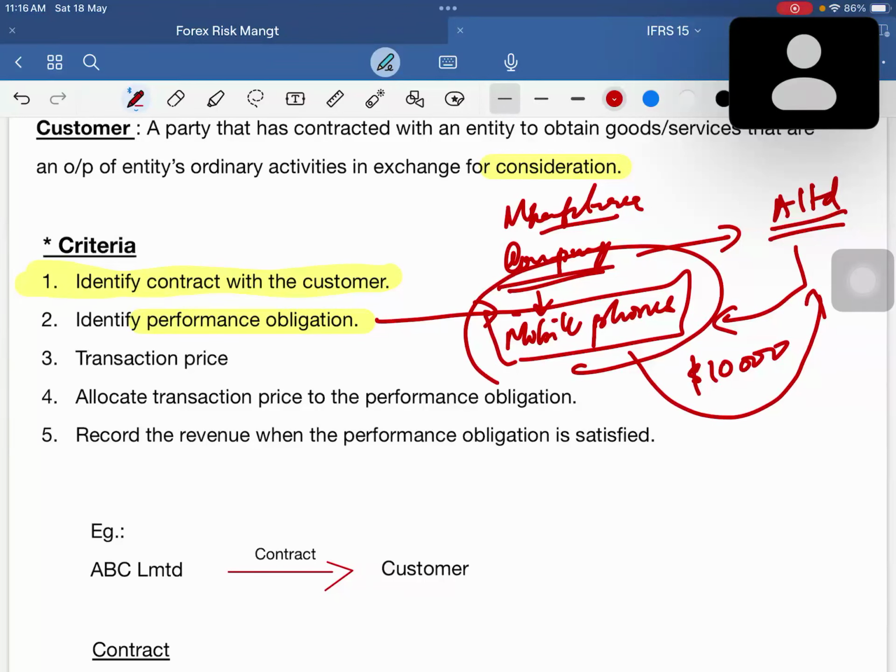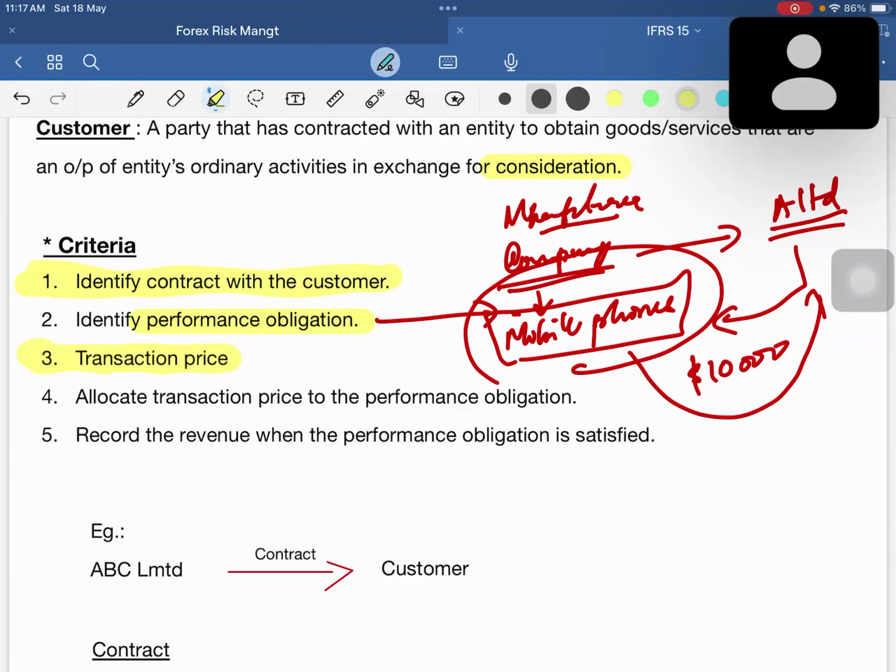This is in case of the mobile phones. It can be any other thing. You can be involved in a construction business, a real estate business, or any other manufacturing business. So whatever the case, what you're providing is to be provided, right? So that particular obligation is the performance obligation. Understood? Next one, transaction price.